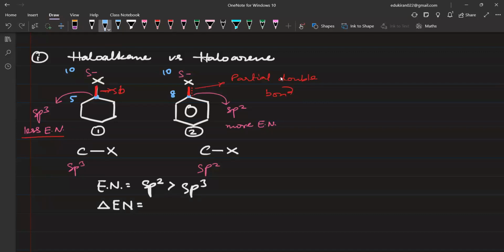sp3 carbon is less electronegative, so it was given 5. sp2 is more electronegative, so it was given 8. So you can see where the difference is greater. Here there is a difference of 5 and here a difference of 2. That is why the electronegativity difference will be higher in the first case than in the second case.